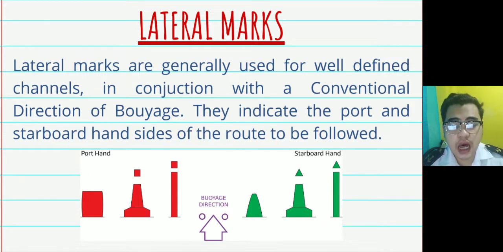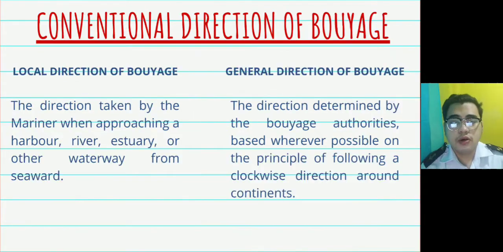As you can see down below, that is an example of lateral marks from Region A. The red hand marks are usually the port hand, and the green hand marks are the starboard hand.